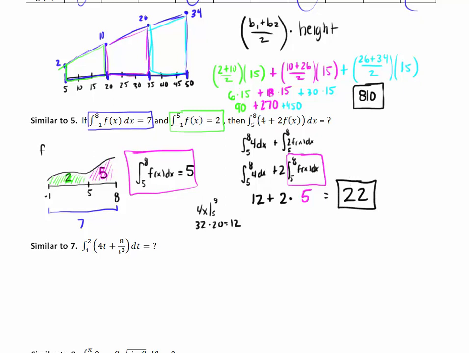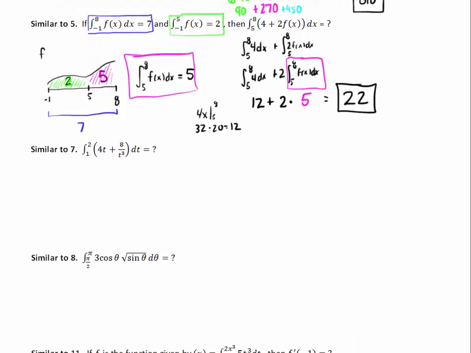Okay, problem number, the one similar to question number 7. We've got a definite integral here, and these aren't too complicated, so we don't need to use substitution here. I'm going to rewrite this: the integral from 1 to 2 of 4t, and the reason I'm rewriting is because of that term right there, so I'll write this as 8 t to the negative 3 power. This is a sum, so we can do the antiderivative of these separately.